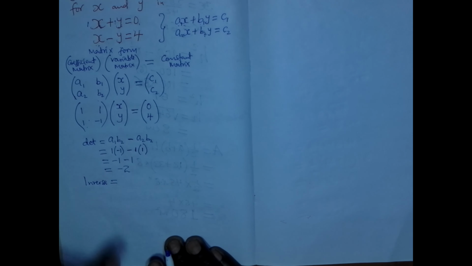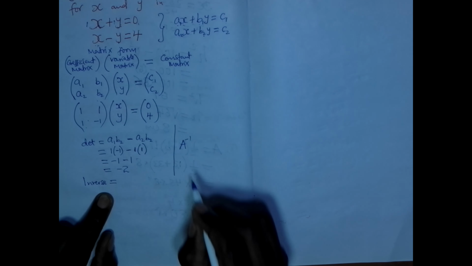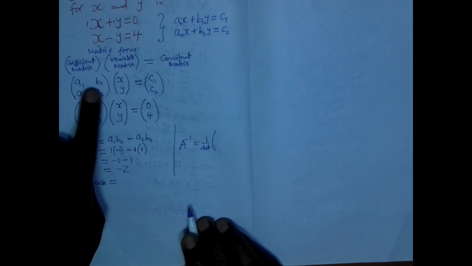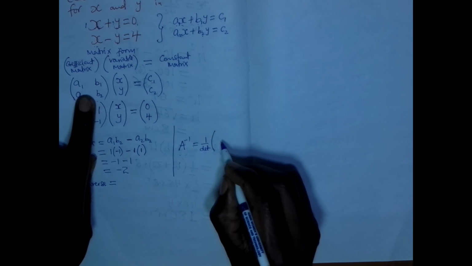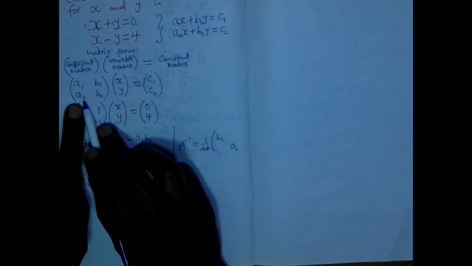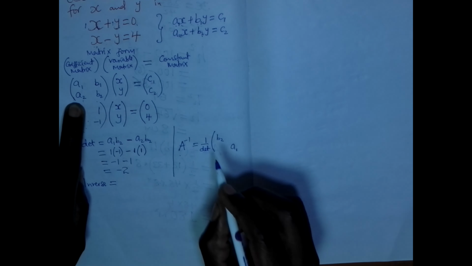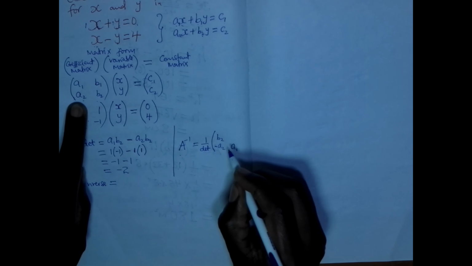Next is to get the inverse of the coefficient matrix. The inverse is 1 over the determinant of the matrix, and then we interchange the elements in the main diagonal, so we shall have b2 and a1. For the other diagonal, the secondary one, we change the sign, so this will be minus a2 and minus b1.